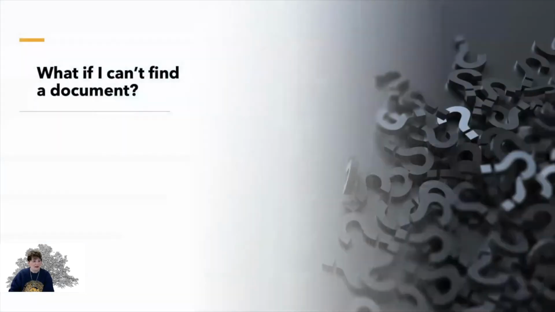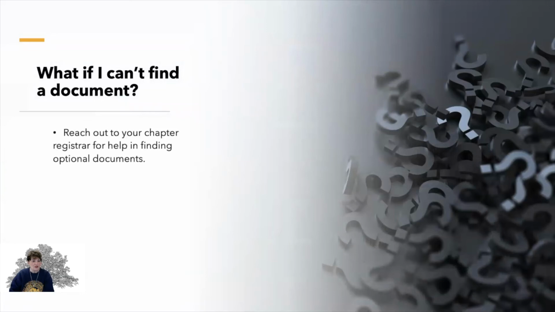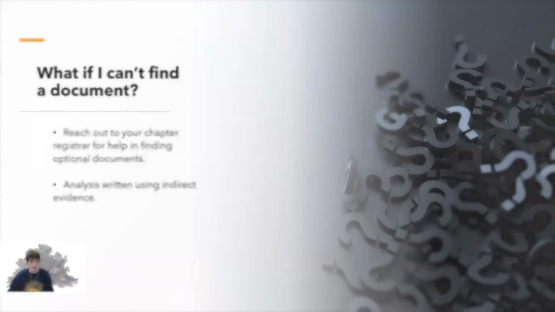What if you can't find a document? Reach out to your chapter registrar for help in finding optional documents. Your chapter registrar may need to write an analysis using indirect evidence to prove the parentage of each generation. However, only one analysis can be written per packet application.